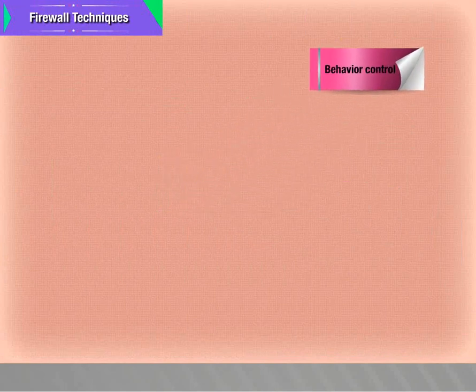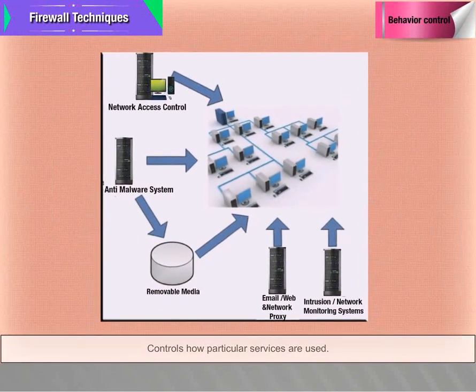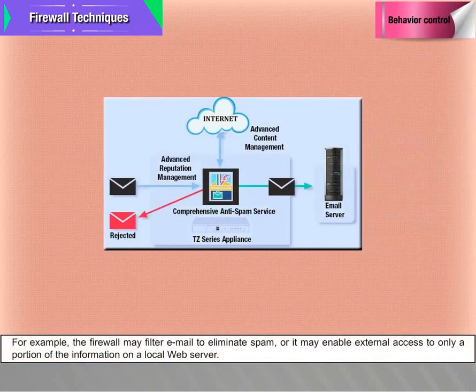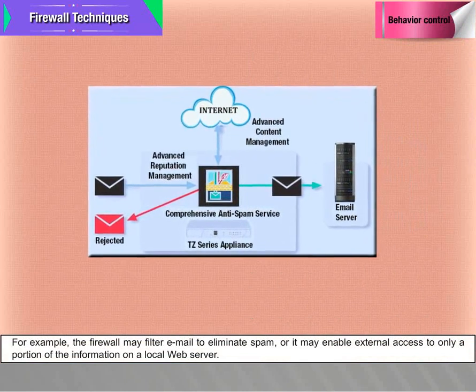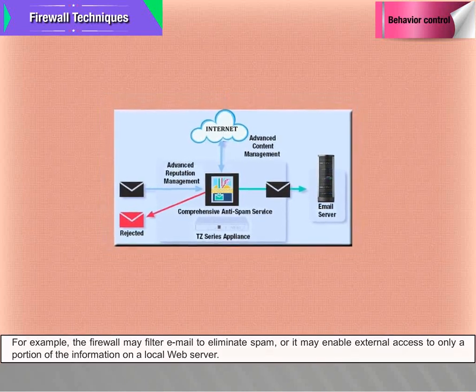Behavior control controls how particular services are used. For example, the firewall may filter email to eliminate spam, or it may enable external access to only a portion of the information on a local web server.